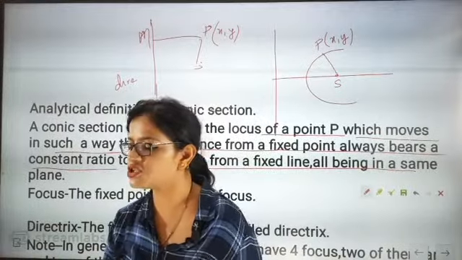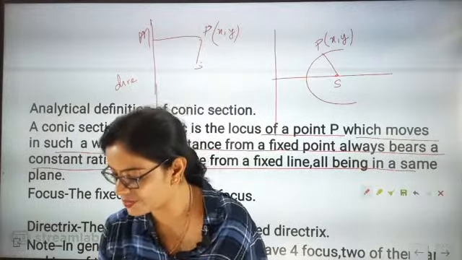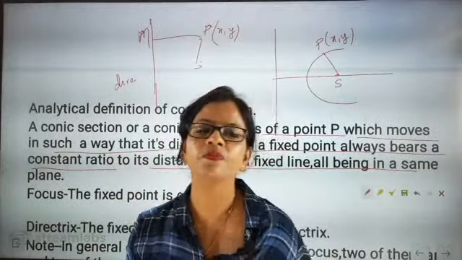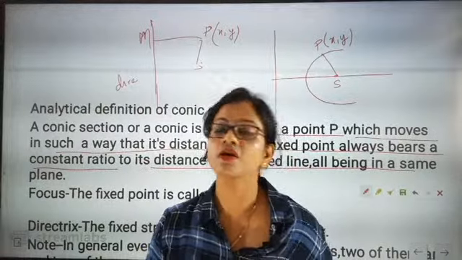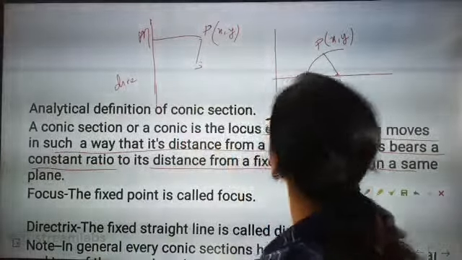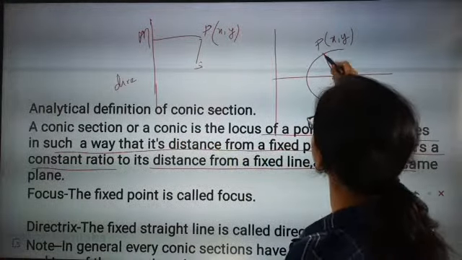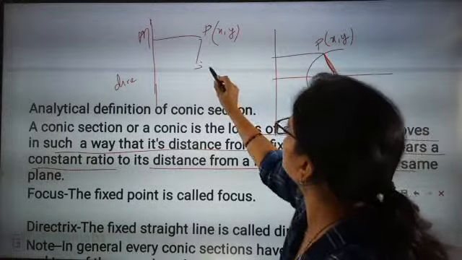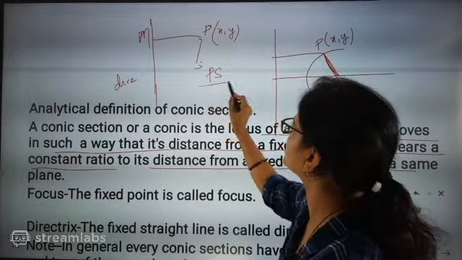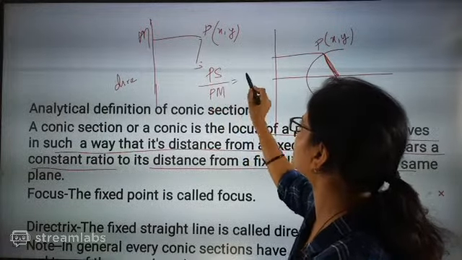So what fixed ratio are they talking about? PS by PM will be equal to E. That fixed ratio they are talking about is PS by PM. This PS by PM will always have a fixed ratio.